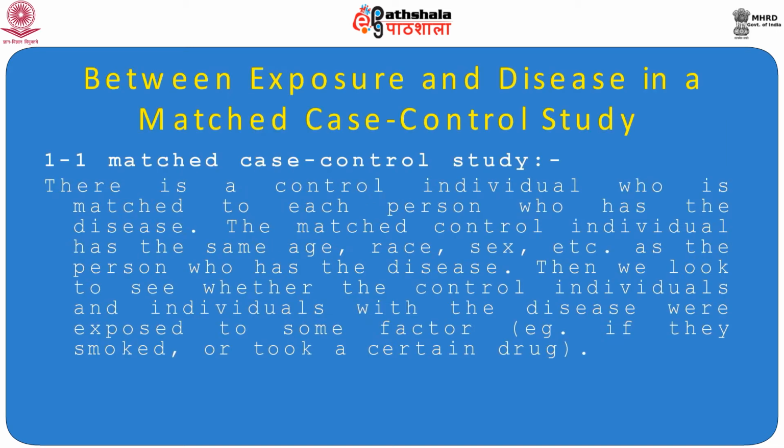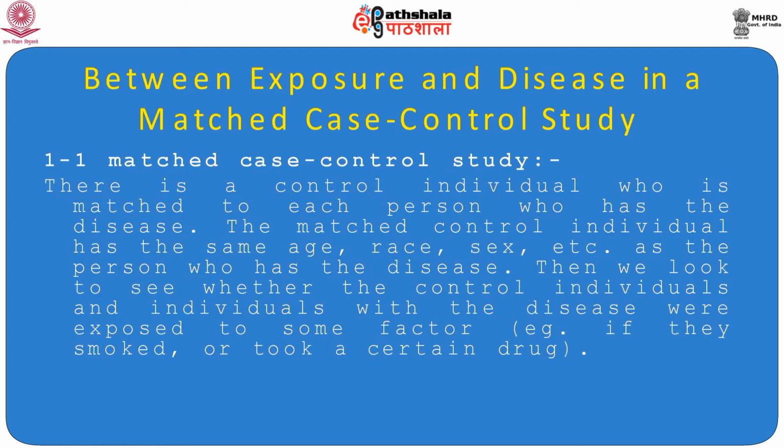Association between exposure and disease in a matched case control study: the matching is 1:1 matching for a case control study, where a control individual is matched to each person who has the disease. The matched control individual has the same age, race, sex, etc. as the person who has the disease. Then we look to see whether the control individual and the individual with the disease were exposed to some factor, that is, if they smoke or take certain drugs, etc.